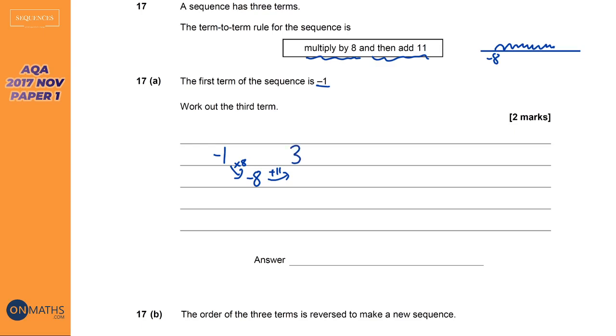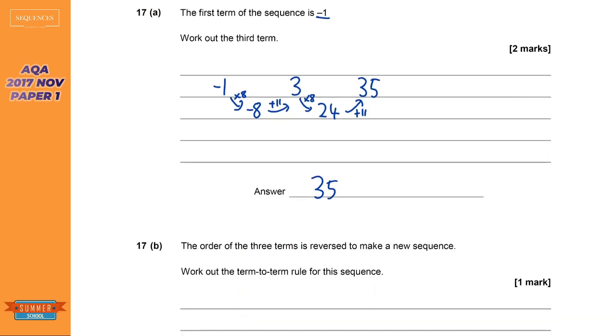And then that's the second term, so we've got to do that again. So we're times that by 8, and so that would be 24. Then we're going to add 11, so that would be 35. So the answer to that would be 35.